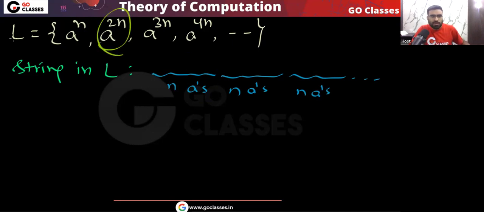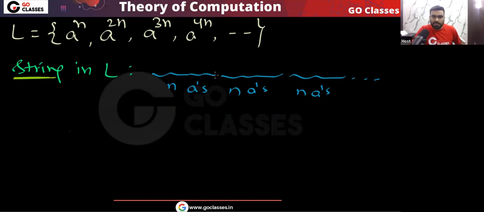Remember, any string in L looks like this: there will be n a's, then n more a's, then n more a's, and so on. Yes or no? Is this clear? a^2n means there are 2n a's, a^3n means there are 3n a's. So this is what a string in L looks like.